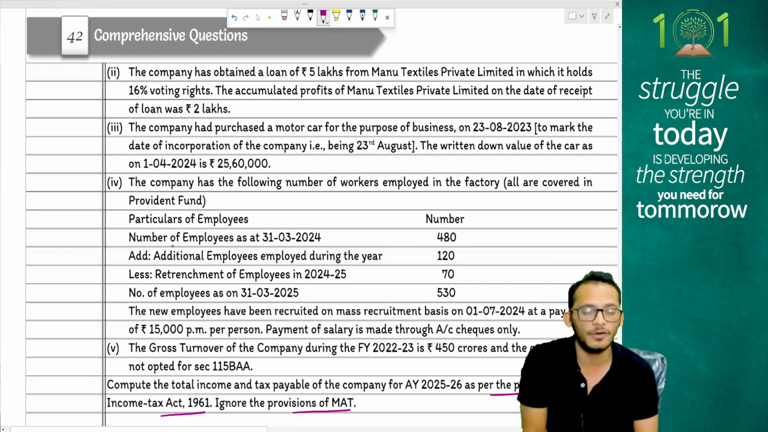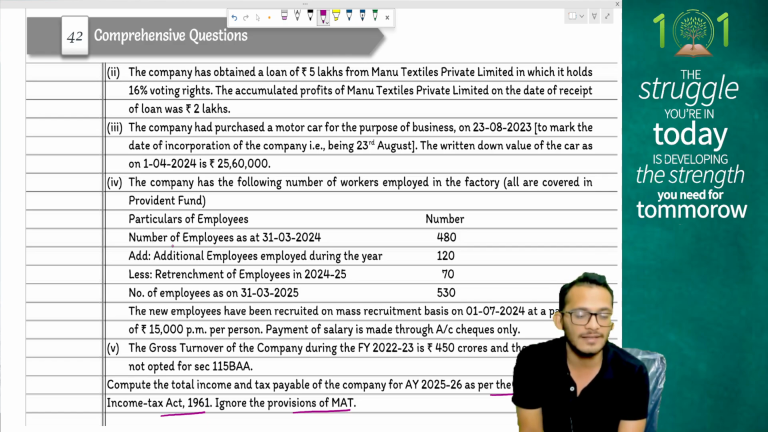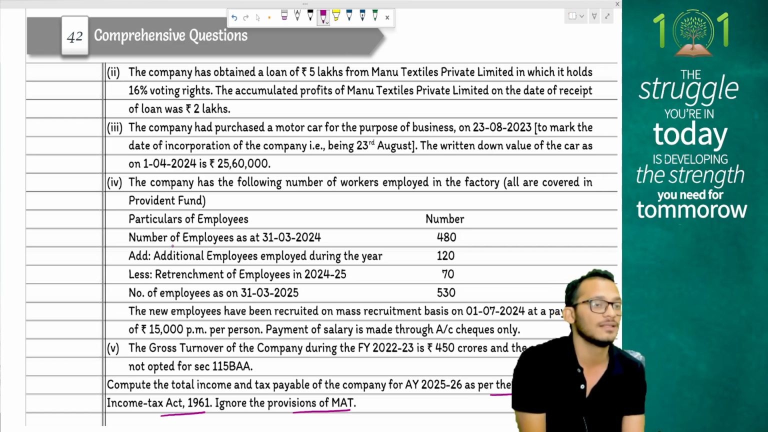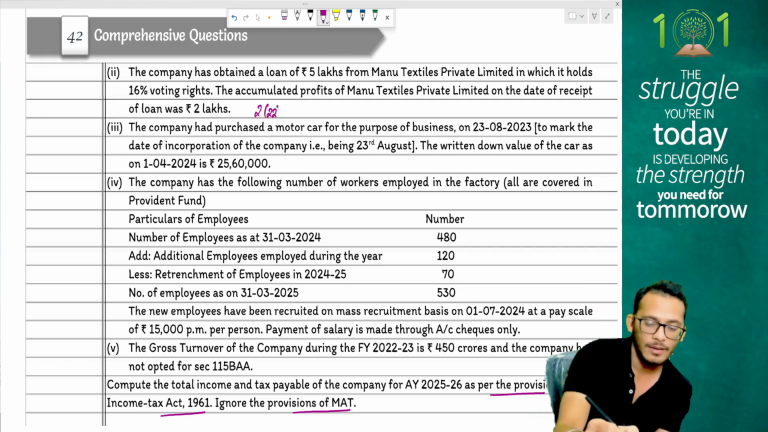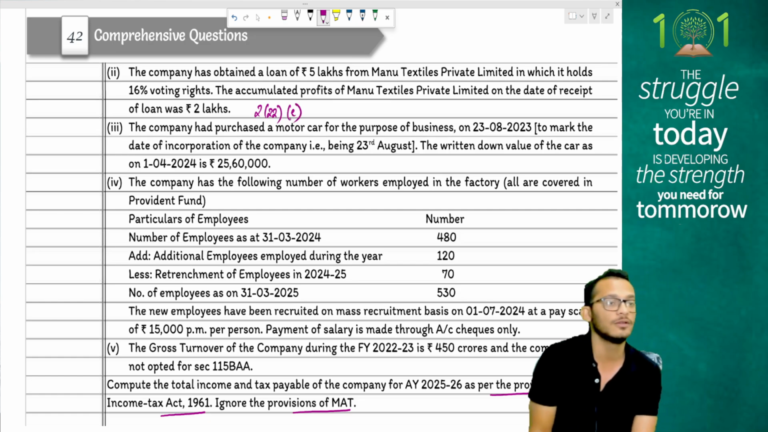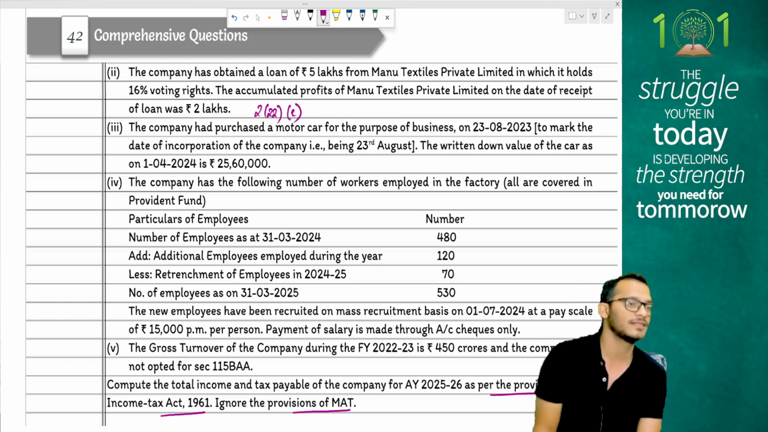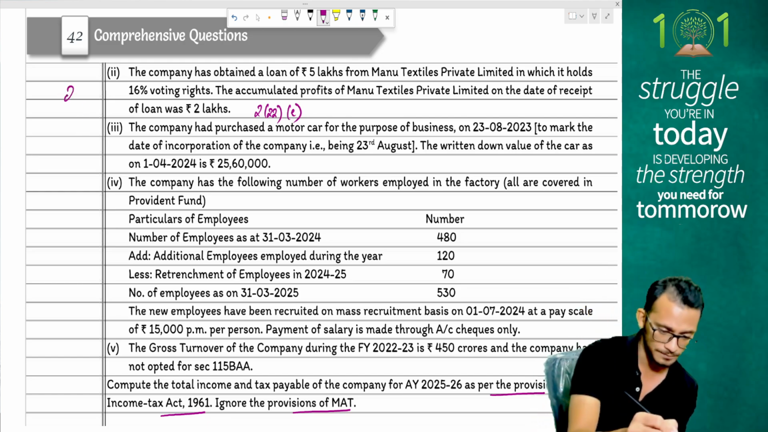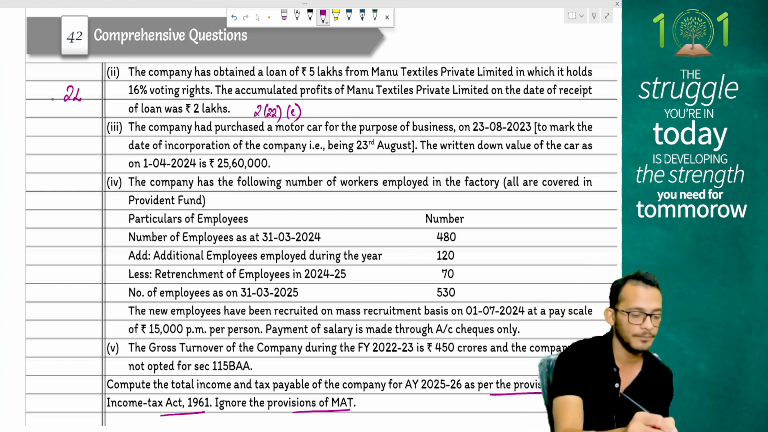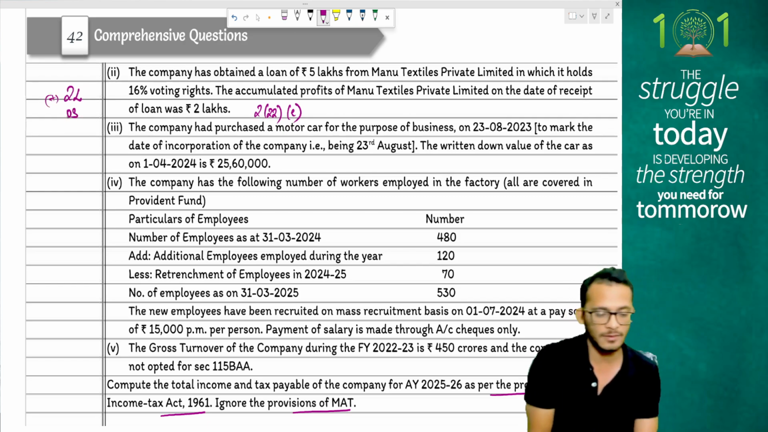The company has obtained a loan for 5 lakh rupees from Manu Textiles Private Limited, in which it holds 16% voting rights. Company has accumulated profits on the date of receipt as 2 lakh rupees. I am at section 2(22)(e). A closely held company giving loans and advances will become taxable in the hands of the shareholder, provided the shareholder holds at least 10%, but it is only taxable to the extent of accumulated profits, which means taxable for 2 lakhs under the head IFOS. Taxable for 2 lakh rupees under the head IFOS.